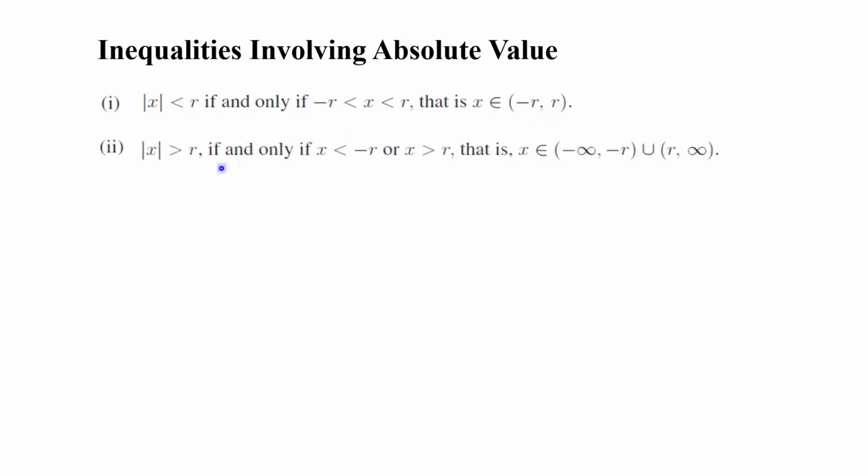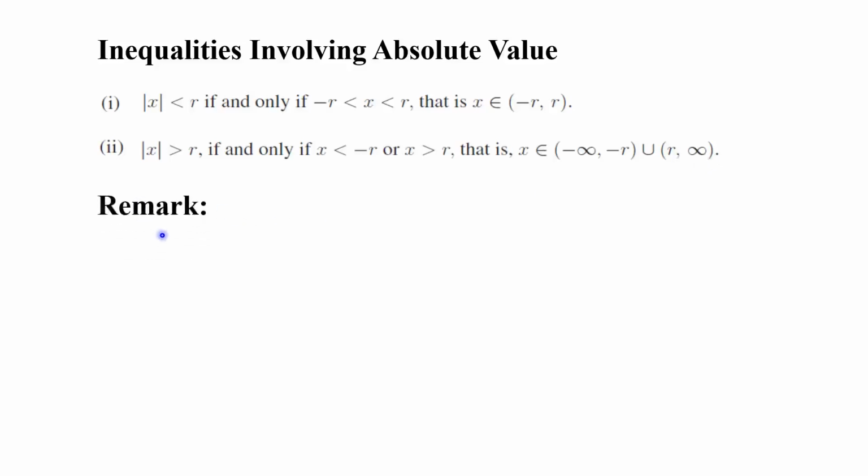See the next one. If modulus of x is greater than r, that means except these values. That is, x is less than minus r or x is greater than r. That is, x belongs to the open interval minus infinity comma minus r, union the open interval r comma infinity.